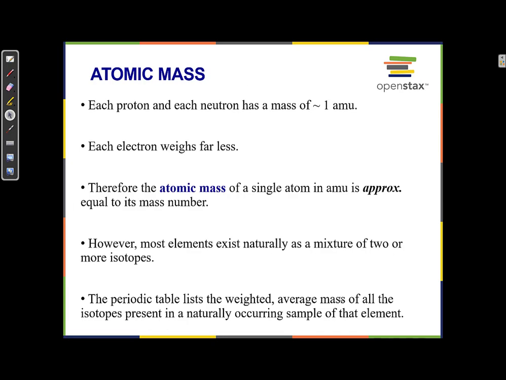So again, this is what I was getting after. When we're talking about the atomic mass, the reason that we only weigh the protons and the neutrons is because the electrons weigh so little compared to the protons and neutrons that we can essentially ignore them. When we're trying to calculate atomic mass, we don't have to determine how many electrons there are. It doesn't figure into the calculation of atomic mass. I'll just emphasize here that atomic mass and mass number are similar, but they're not the same.